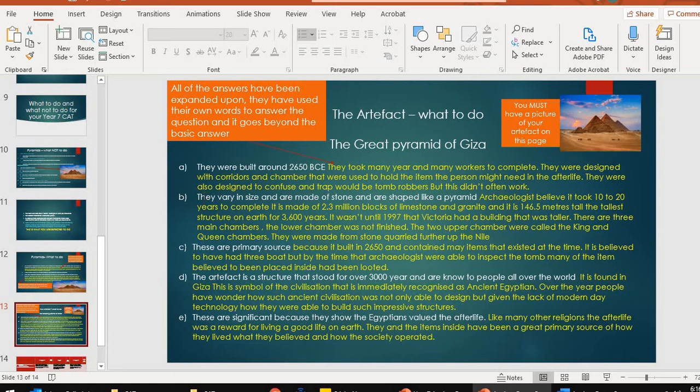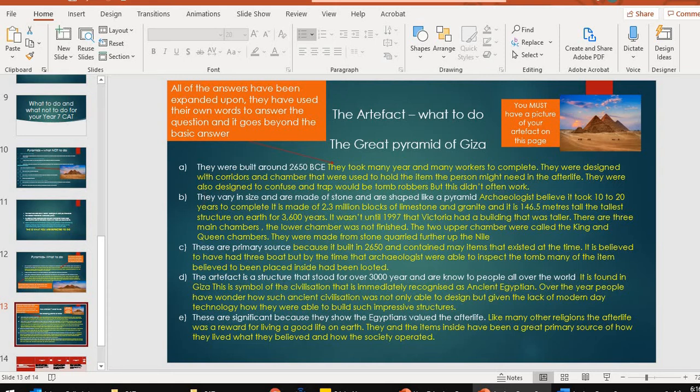You can't just say they vary in size and made of stone. How big? What's the smallest? What's the largest? How many blocks does it usually contain? You need to add detail, right? Why is it a primary source and not a secondary source? So you're not just saying it is, you're saying it is because.